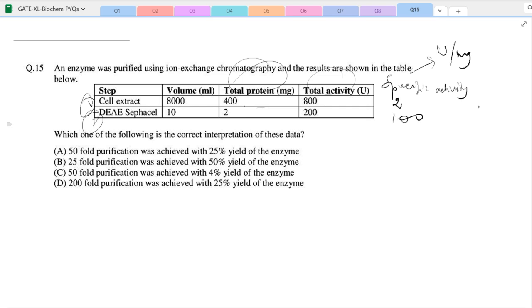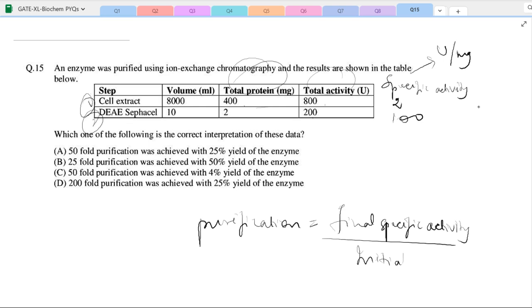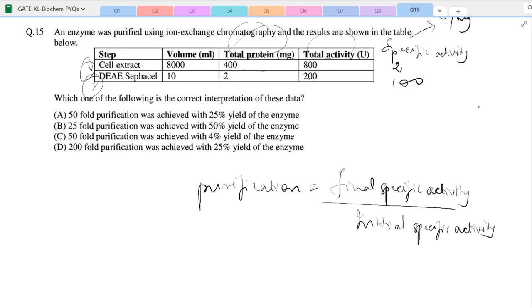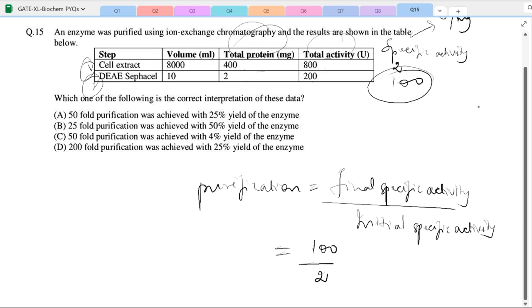And now, we need to calculate purification. So how will you calculate purification? Purification is equal to the final specific activity, or the specific activity in the final step, divided by the initial specific activity, right? So what is the final specific activity here? That is 100. So 100 divided by 2. So it is 50-fold purification. Okay, so that is found.